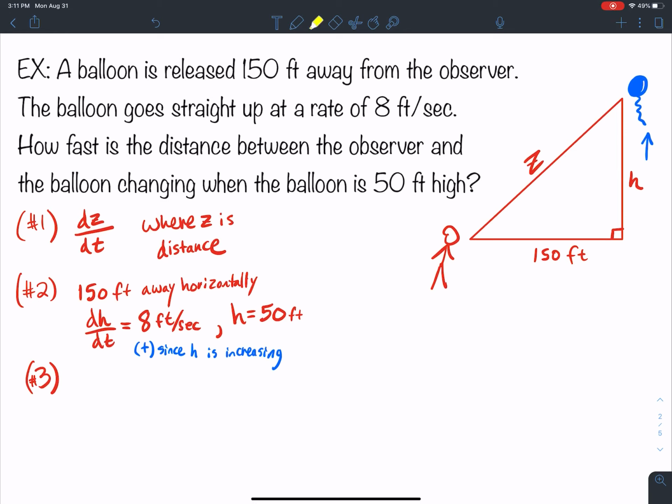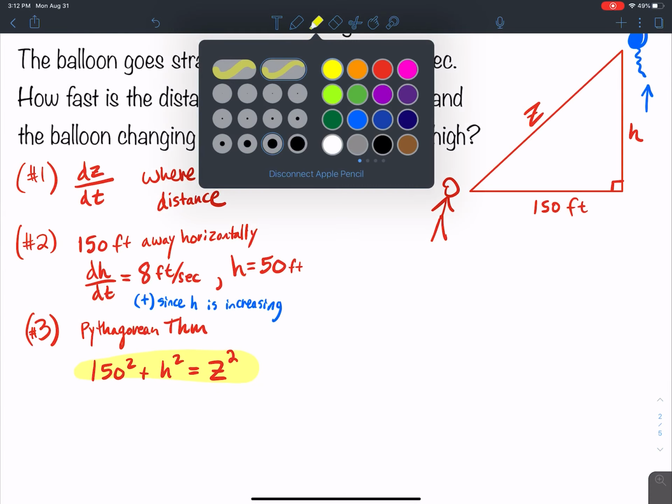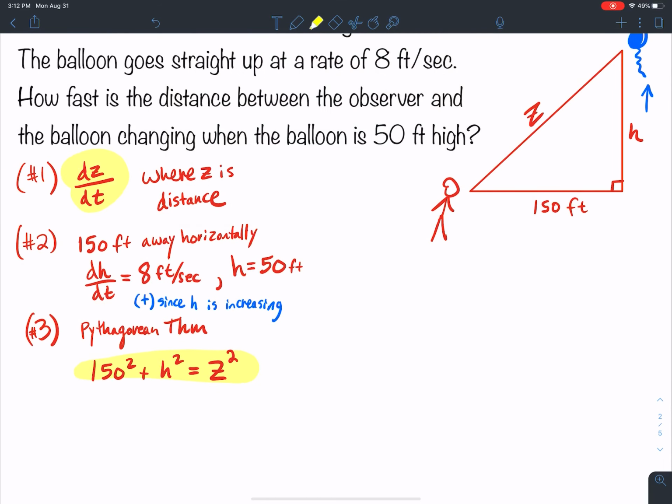All right, I have what type of triangle? It's a right triangle. I know all three sides. How are all those related? You should be thinking Pythagorean theorem, okay? The Pythagorean theorem says a squared plus b squared equals c squared, where a and b are the legs and c is the hypotenuse. So I have 150 squared plus h squared equals z squared. This is my equation that relates the variables that I have, okay?